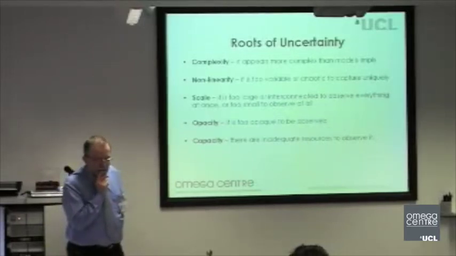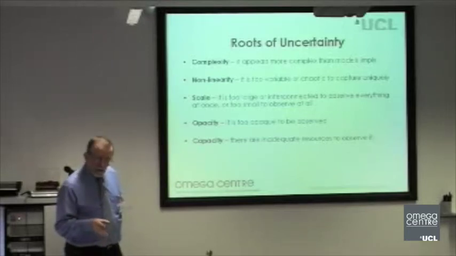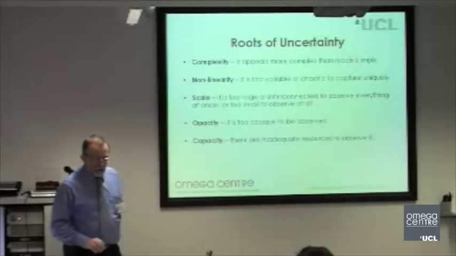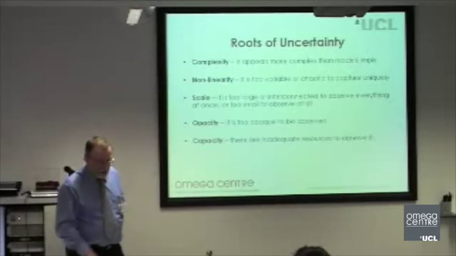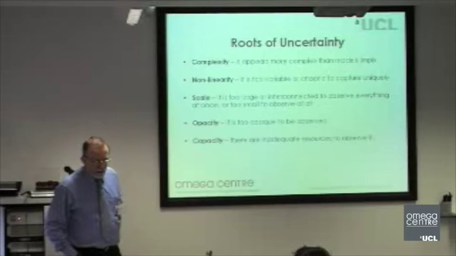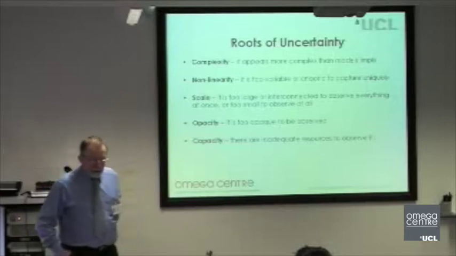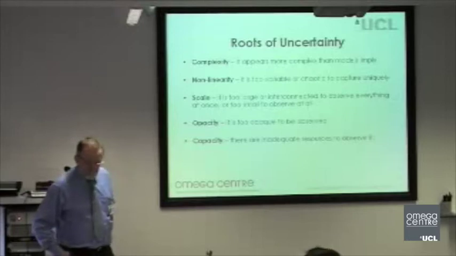Okay, roots of uncertainty. I've talked about complexity. Another feature of complexity is this non-linearity. Those two are really part of the same thing. Other causes of uncertainty are to do with scale: a situation or a problem is too large or interconnected to observe everything at once. Again, really an aspect of complexity. The opposite of transparency, opacity, if that's the right word: the situation is too opaque to be observed. You can't really see what's going on. And capacity: there are inadequate resources to observe really what's happening.